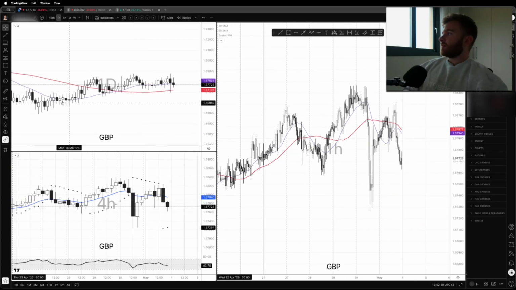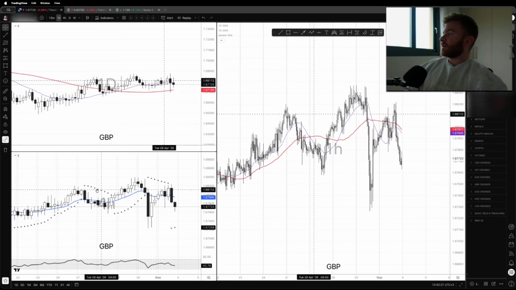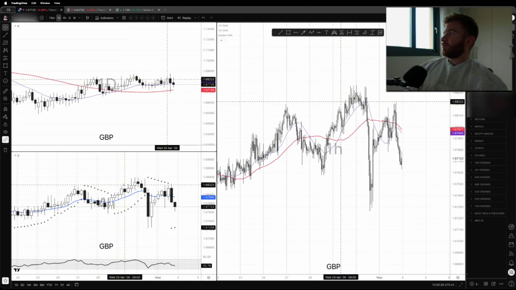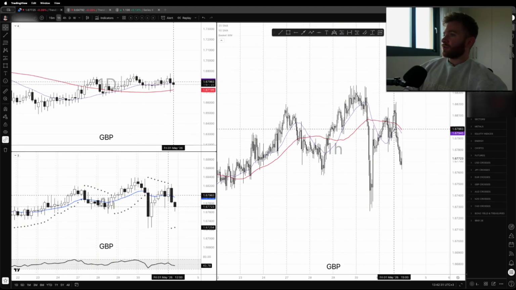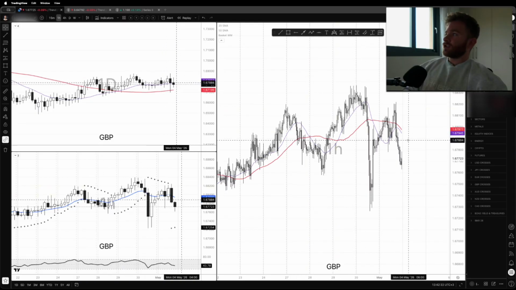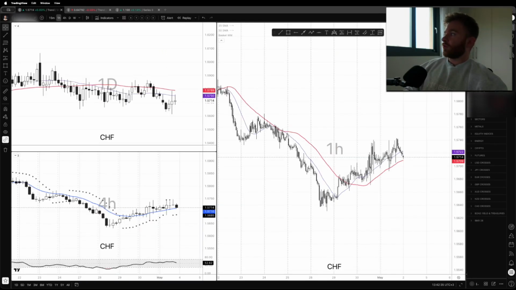So now let's go on to the pound. The pound has been coming up. We're above the 50, but we're below the 20. I would just avoid the pound right now because there is absolutely no clear direction. Look at this 4-hour chart. There is no clear direction of what the pound is going to do. Look at the hourly chart. Avoid. Just move on.